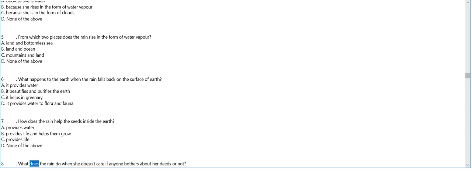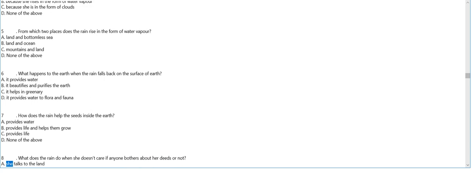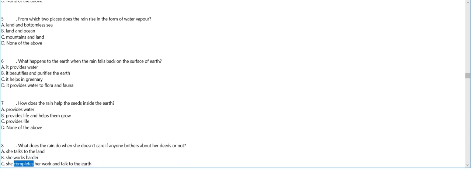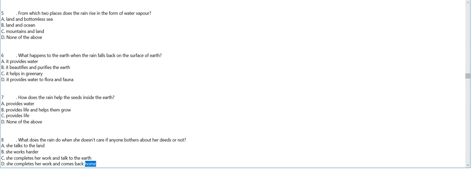8. What does the rain do when she doesn't care if anyone bothers about her deeds or not? A. She talks to the land. B. She works harder. C. She completes her work and talks to the earth. D. She completes her work and comes back home.